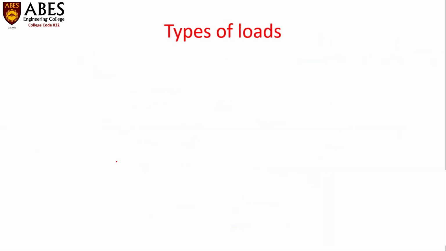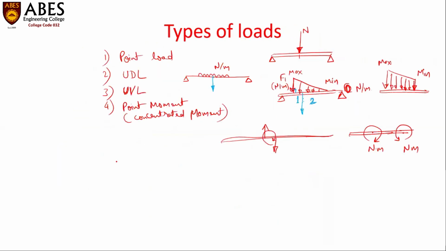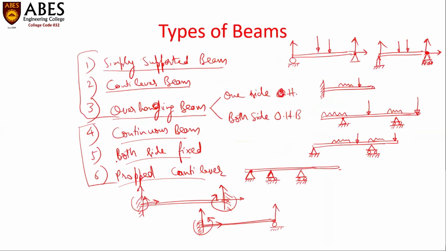So in this lecture, we discussed different types of supports like roller support, knife edge support, hinge support, and fixed support. Then we discussed different types of loads: point load, UDL, UVL, and point moment. And we also discussed the location of the line of action of these forces, especially in case of UDL and UVL. And last one, we discussed different types of beams, which are broadly classified into two categories: statically determinate and statically indeterminate beams.